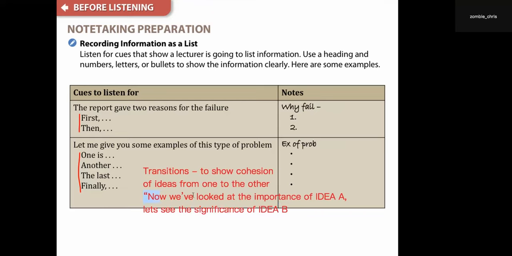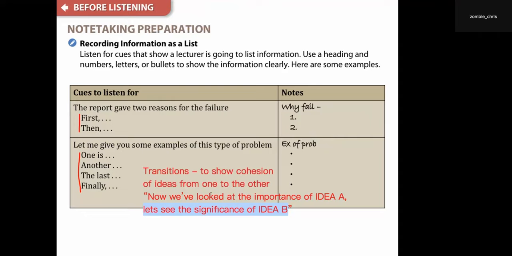So now that we've looked at the importance of idea A, let's see the significance of idea B. So we have two parts to this. The first is, now that we've looked at the importance of idea A, this is a review. Let's see the significance of idea B. This is the preview. So we introduce ideas using longer sentences called transitions. And transitions do exactly that. They transition from one idea to the next.